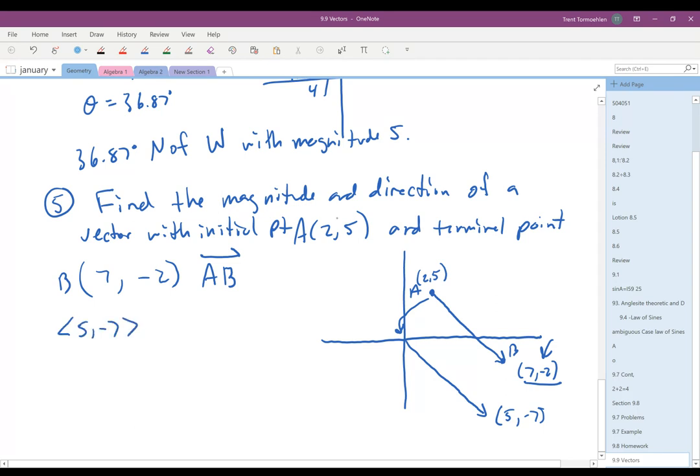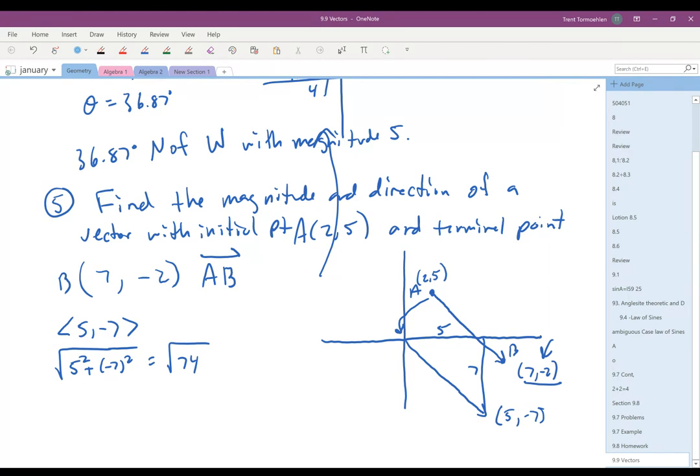Then we need to do the same thing we did up here. You find the magnitude. Remember, the magnitude is just the square root of x squared plus y squared, because you're doing the Pythagorean theorem, right? This is 5, this is 7. And so that's going to equal the square root of 74. And the square root of 74 equals 8.6.